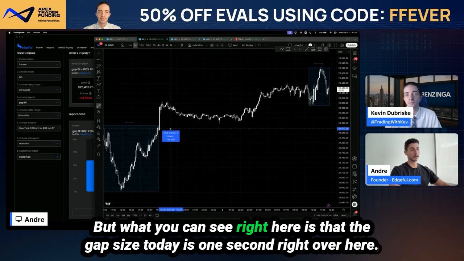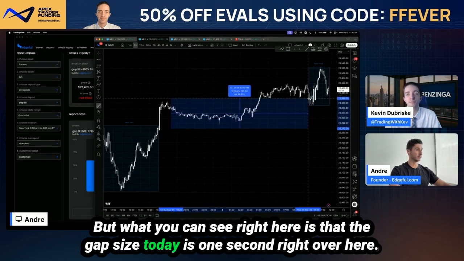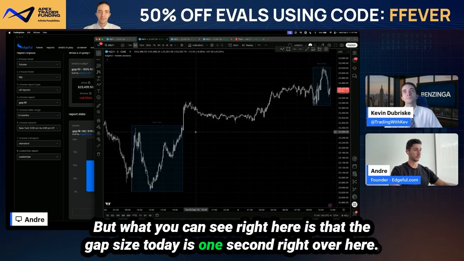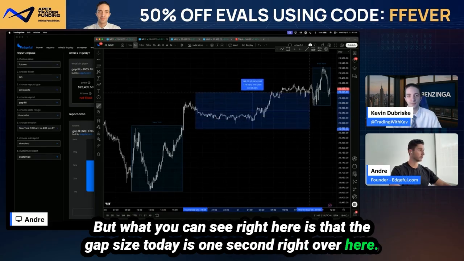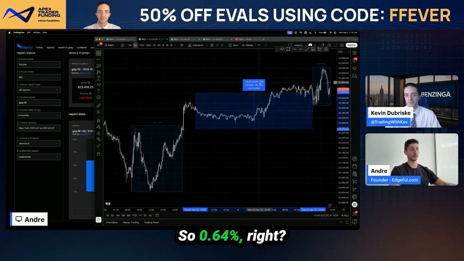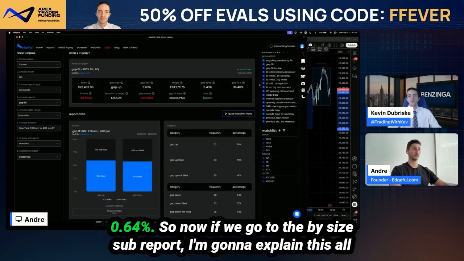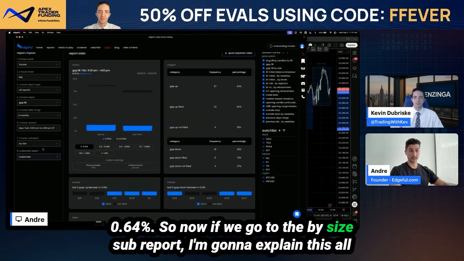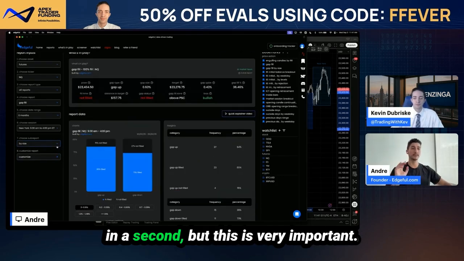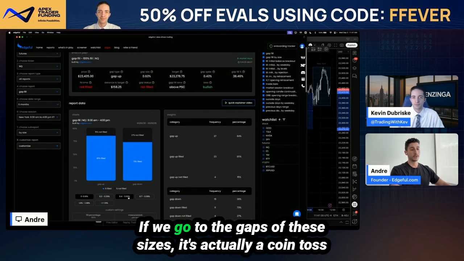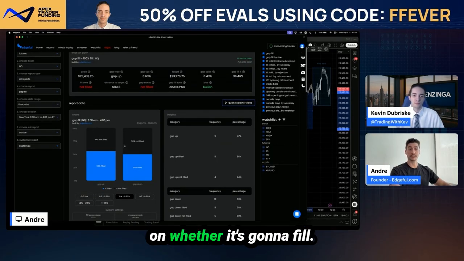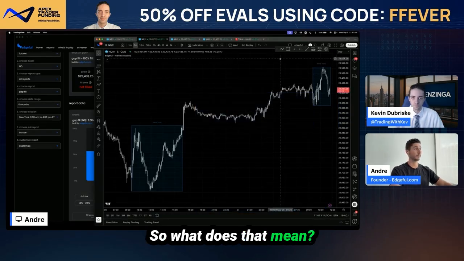But what you can see right here is that the gap size today is, one second, right over here. So 0.64%, right? 0.64%. Now if we go to the by size subreport, I'm going to explain this all in a second, but this is very important. If we go to the gaps of these sizes, it's actually a coin toss on whether it's going to fill. So what does that mean?